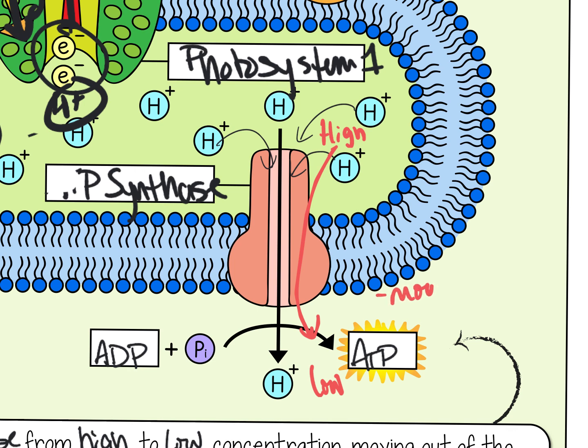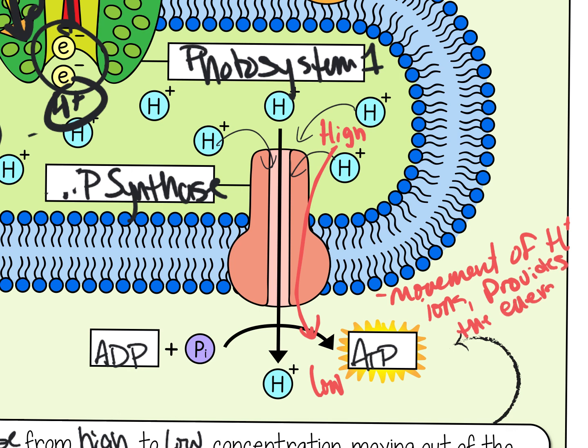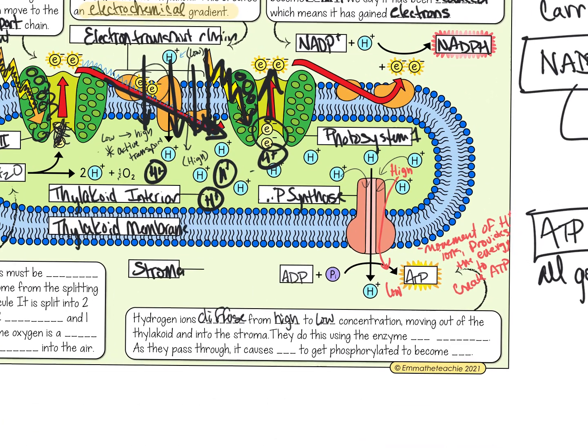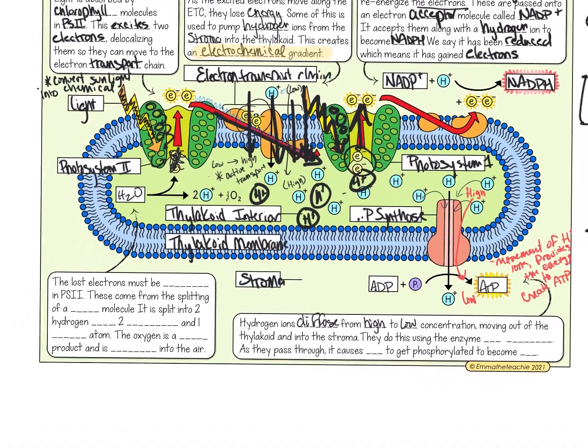The movement of hydrogen ions provides the energy to create ATP. And we're going to see this again when we get into cell respiration, this concentration gradient, this electrochemical gradient. And that's only half of this photosystem process.